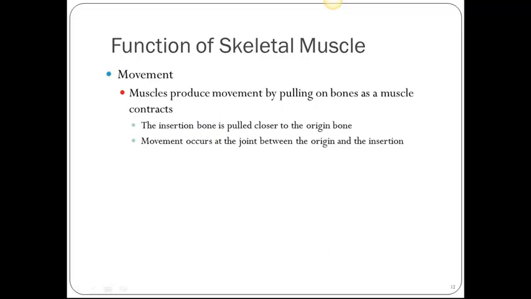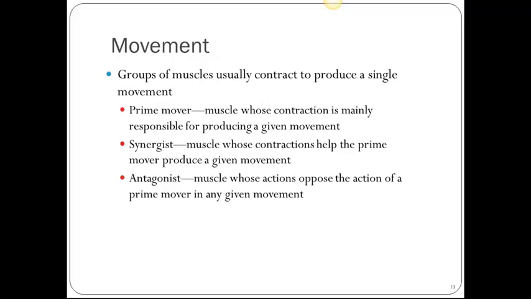Function of the skeletal muscle. Muscles produce movement by pulling on bones. As a muscle contracts, the insertion bone is pulled closer to the origin bone. Movement occurs at the joint between the origin and the insertion. Groups of muscles usually contract to produce a single movement.